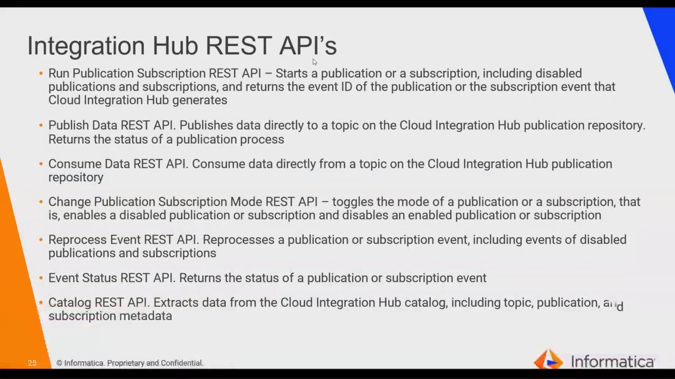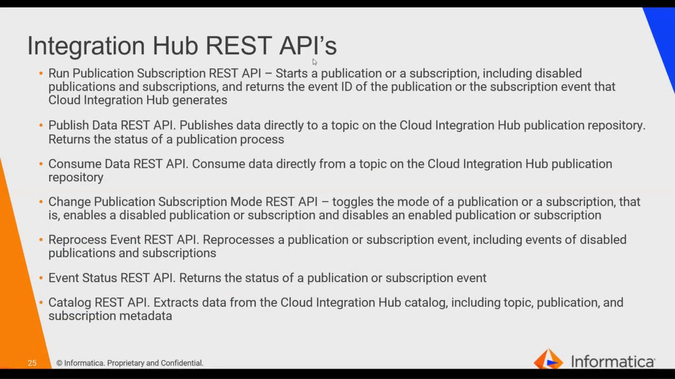Thanks, Ananya. This brings us to our next topic, which is Integration Hub REST APIs. As a platform or as a microservice, CIH is very much robust in terms of how it allows you to trigger a certain publication by an external application. So there are APIs to trigger publication externally. Even if you want to expose or publish the data directly to the hub repository, there are data APIs both for publication as well as consumption, which is basically the subscription side of it. Overall, there are 7 set of APIs which are exposed by the CIH microservice.